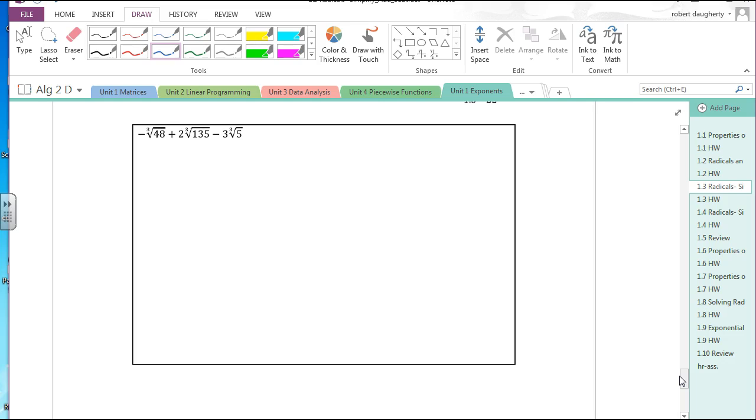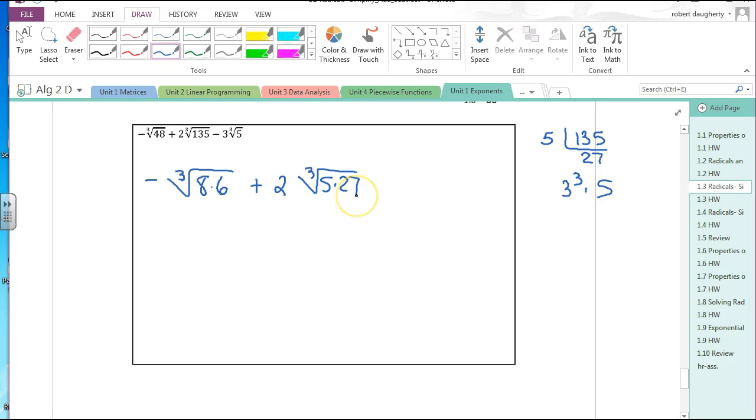Okay, let's look at 135. First thing I'm going to divide that by is what? 5, because it ends in a 5. So that gives me 27, and now you see the number 27, you start to recognize that. That's a perfect cube, right? What is that? That's what cubed? 3 cubed. So this is 3 cubed times 5. So that's going to help me, okay? So I'm going to write this as negative cube root of 8 times 6 plus 2 times the cube root of 5 times 27.